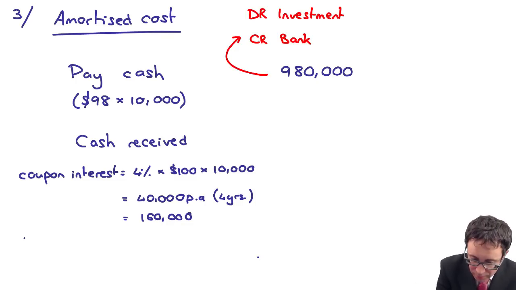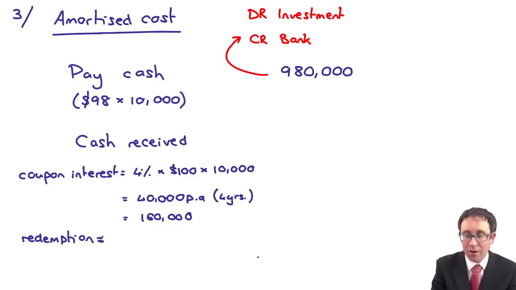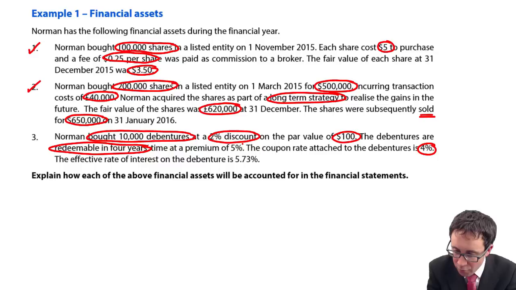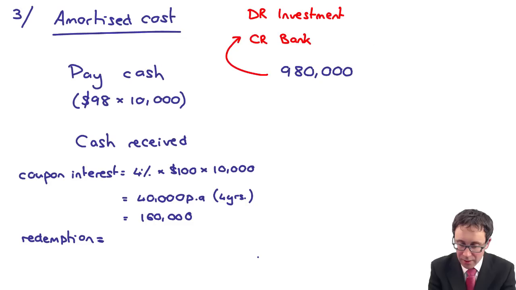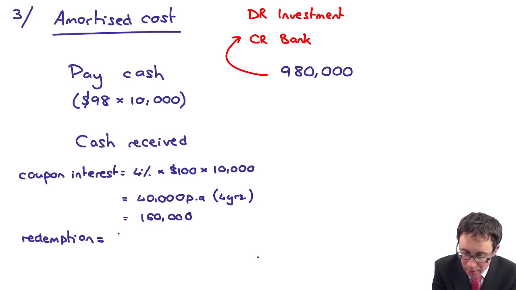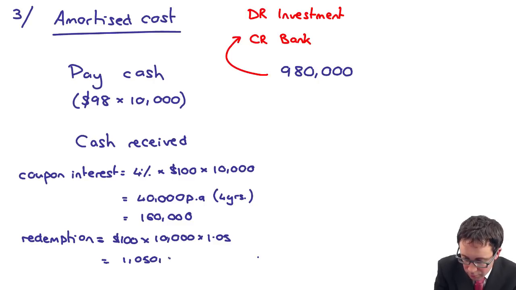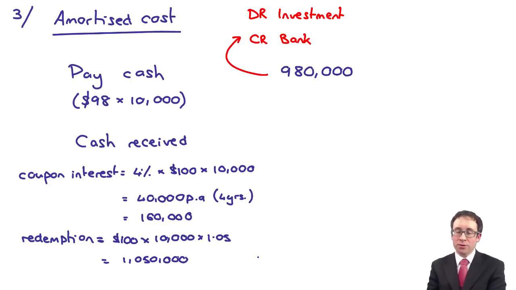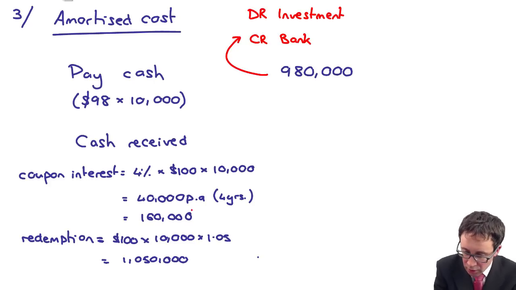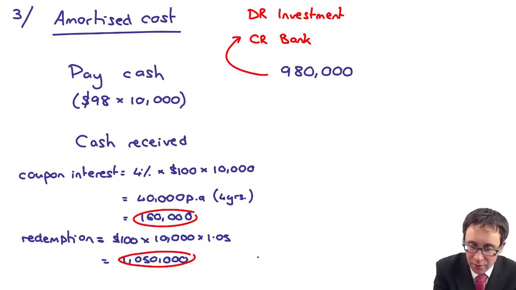But don't forget as well, that you receive your investment back on redemption, don't we? Okay. So what happens here is it says that we are going to get the money back in 4 years' time at a 5% premium. So what we've got there, it's a 5% premium on the par value. So $100 multiplied by 10,000. Multiplied by 1.05. So the amount of money that we receive on redemption is the 1,050,000.